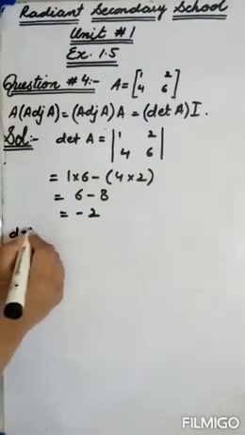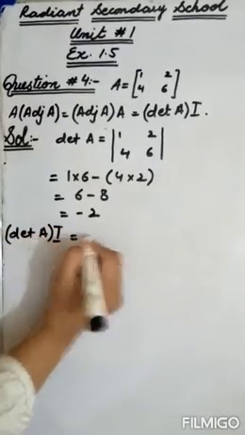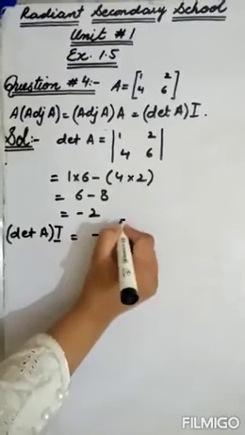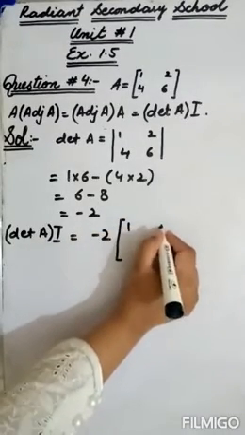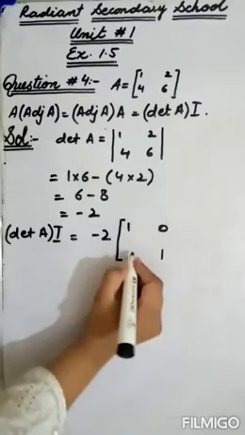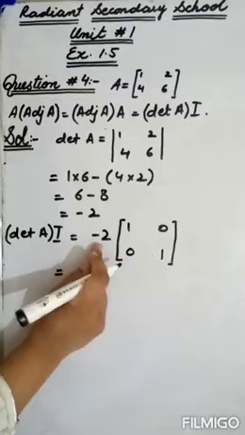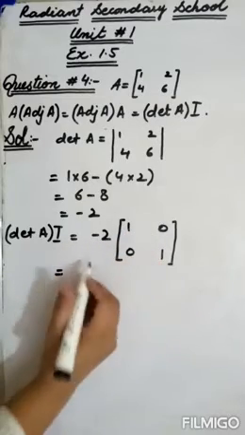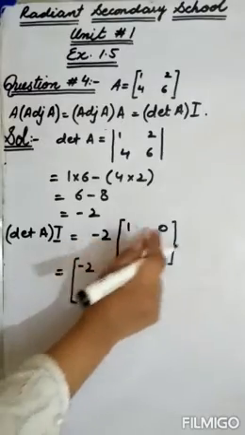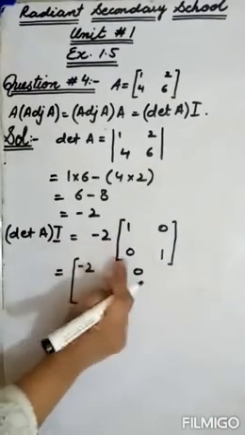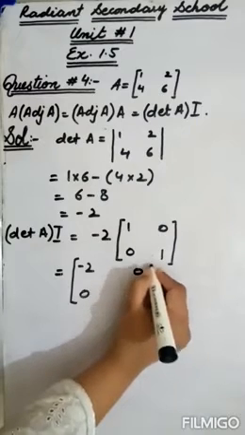Now we will solve this, determinant of A into I. This is determinant of A and I is the identity matrix. Sorry, it is 1. Okay. Now this minus 2 will be multiplied by each and every entry of this matrix. Minus 2 multiplied by 1, minus 2. Minus 2 multiplied by 0, 0. Minus 2 multiplied by 0, 0. Minus 2 multiplied by 1, minus 2.